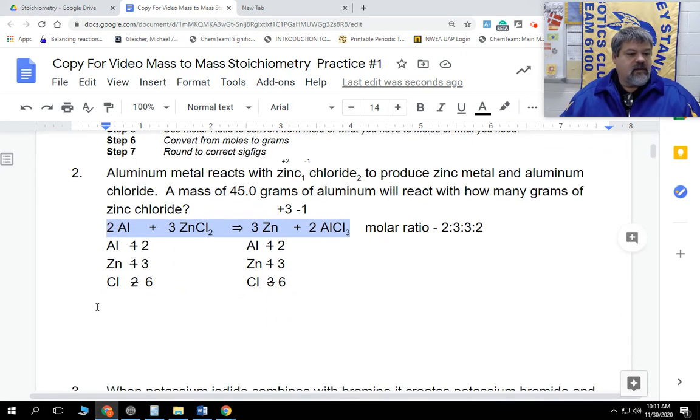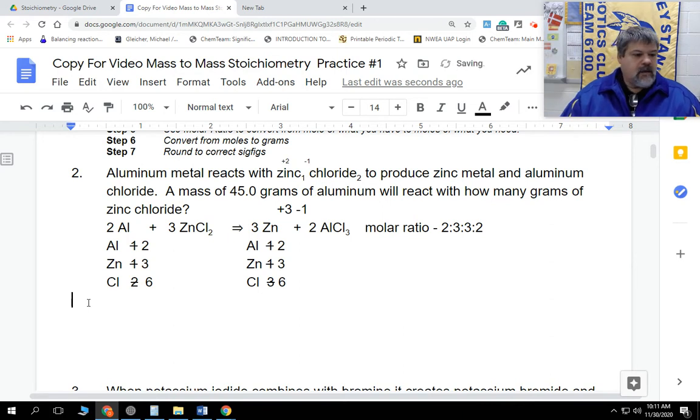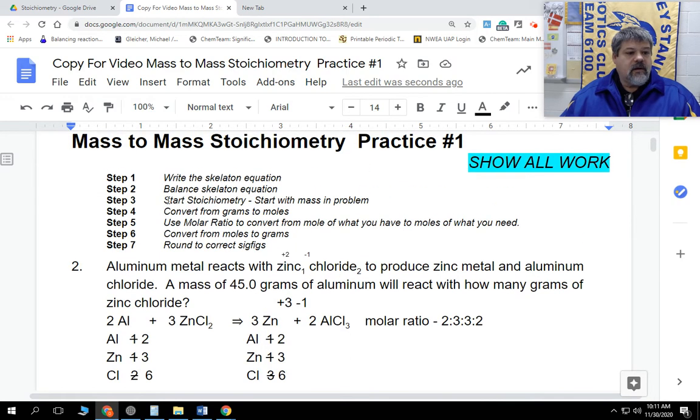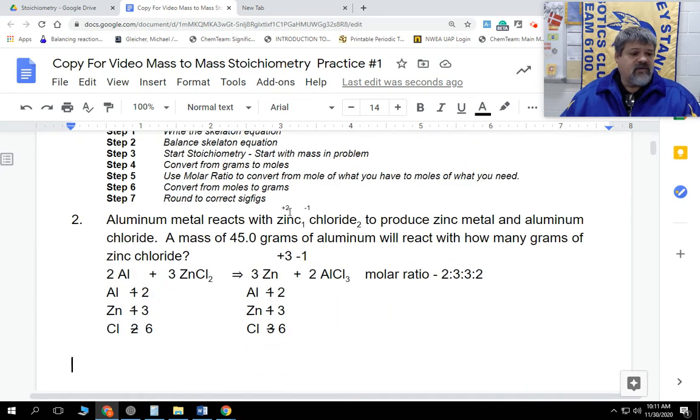So we're going to scroll down here just a little bit. And we're going to start our stoichiometry. So what do we start with? Well, we start with the mass in the problem. Whatever the problem starts with, that's what we have to start with. So let's look at the mass: 45 grams of aluminum will react with how many grams of zinc chloride. So if I have 45 grams of this, and I'm asking for how much of this do I need, if I have 2 to 3, so there's my ratio.